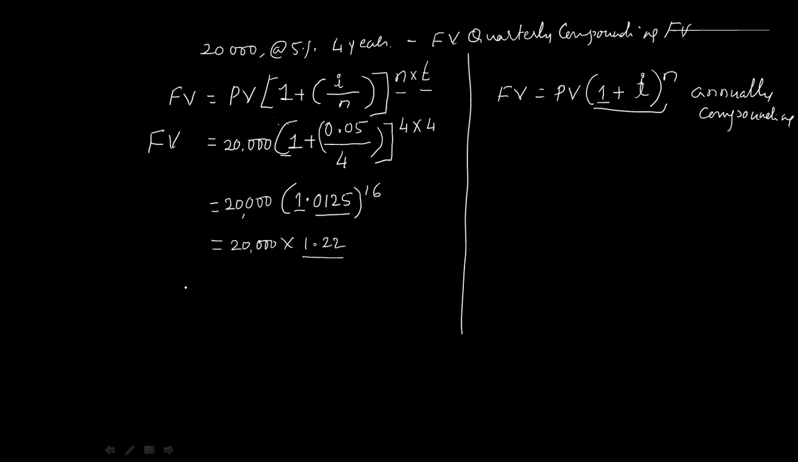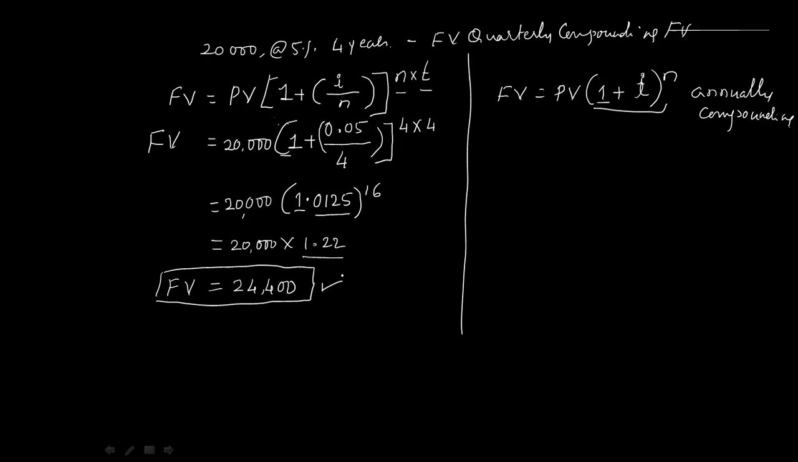The final answer, future value, is equal to 24,400. So this is the final amount we have derived. If 20,000 is deposited at a 5% rate of compounding interest for 4 years, this is the value we derive. Okay.